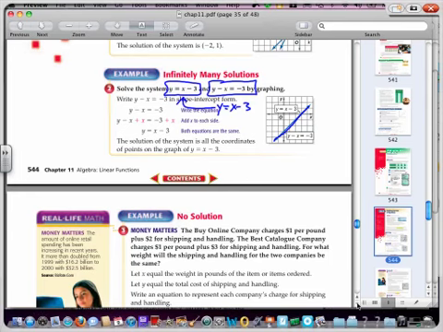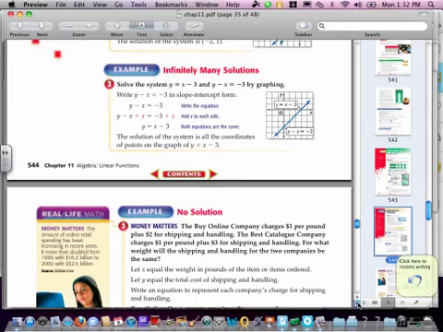So everything that works for this one works for this one, because really they are the same line. So this would be an infinite number of solutions, because in a line you have an infinite number of points, so we could get any of those. All right, let's take a look at another example.